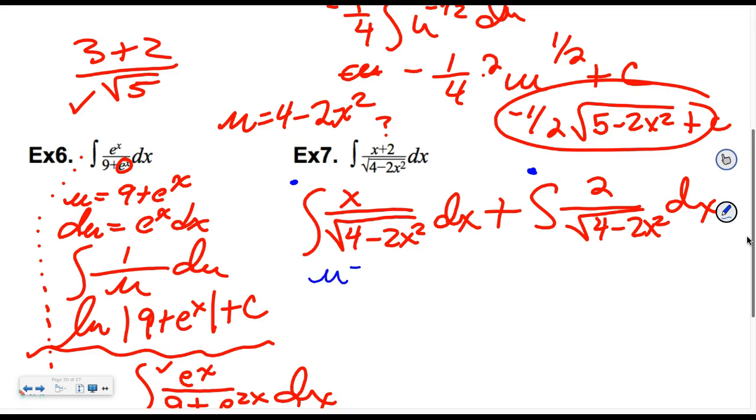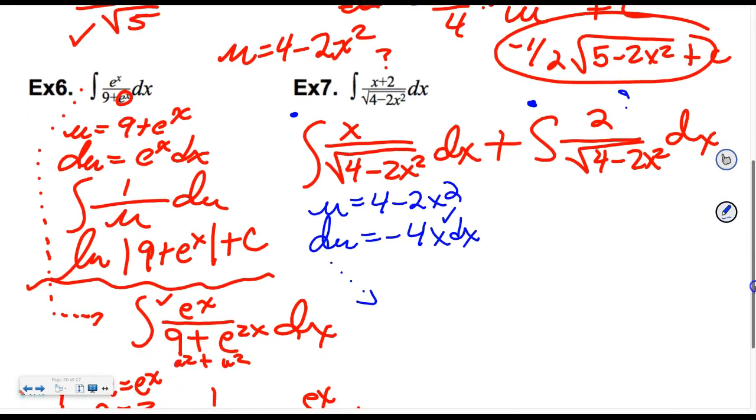On this one, I would launch into u sub, and I would have a negative 1/4 fraction correction and a u to the negative 1/2, blah, blah, blah. I'm confident you could do it from there. On this one, if I tried to launch into u sub, again, I've got the issue. I don't have any x in the numerator.